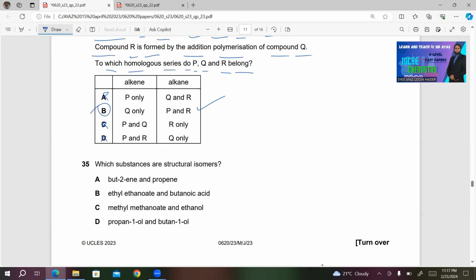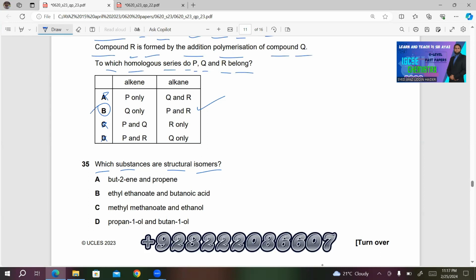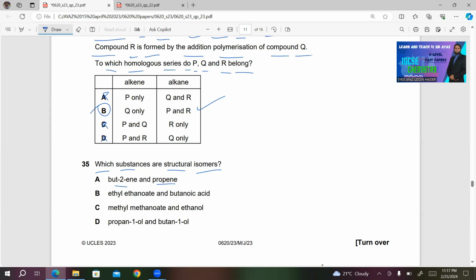Okay, number 35. Which substances are structural isomers? So for this reason, I will simply write down the molecular formula of each. A, it's butene and propene. I'm not writing the molecular formula for this one. This can't be isomers. The reason is that both of these have a different number of carbon atoms in them. So A can't be the right answer.